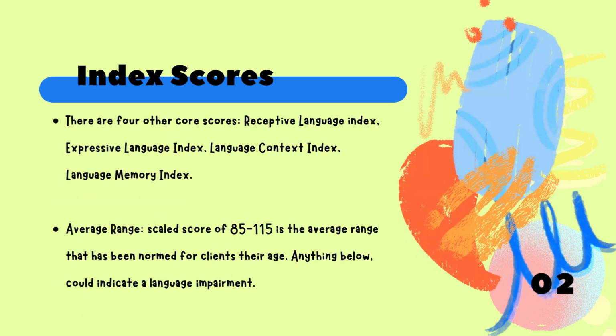We also have 4 other important scores, which are our index scores. So our Receptive Language Index score: what do they know? Their Expressive Language Index score: what can they say? Their Language Content Index, and their Language Memory Index. And that's going to be what can they recall? What can they store? How long can they store it for? The average range on this assessment is a scaled score of 85 to 115. So anything below that 85 can cause a little bit of concern and can indicate a language impairment.